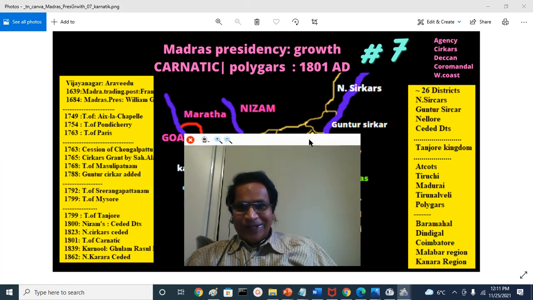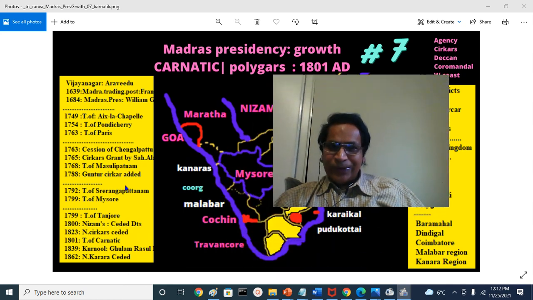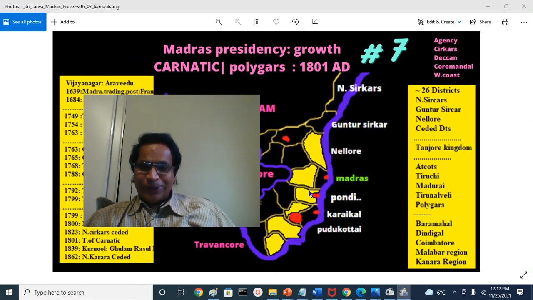That is what we discussed today. 5 divisions of Madras Presidency: Agency Division, Sarkar Division, Deccan Division, ceded districts, and Coromandel Division, Tamil speaking and West Coast region, 26 districts, Vijayanagara Empire, Aravidu Dynasty, Francis Day and Madras Presidency, Carnatic Wars, Chengalpattu Secession, Sarkar Secession, Guntur Secession, Secession of Baramahals and so on, Secession of Kanaras and so on, and acquisition of Tanjavur we covered before, and finally the Treaty of Carnatic and completion of acquisition of Madras Presidency.